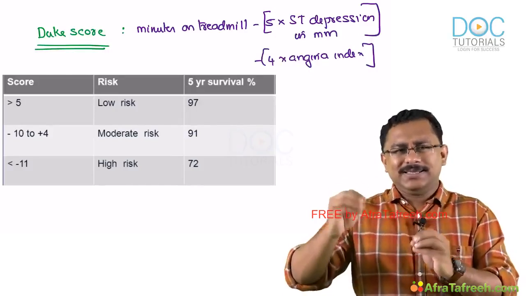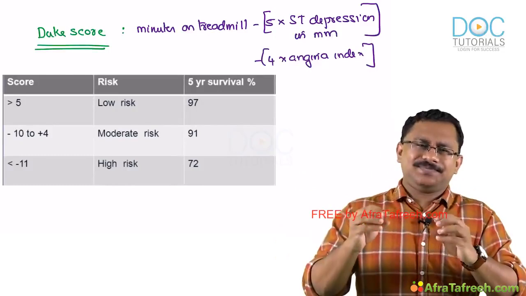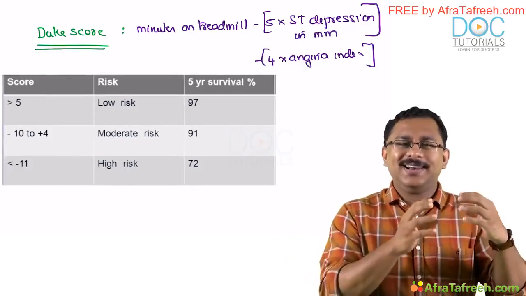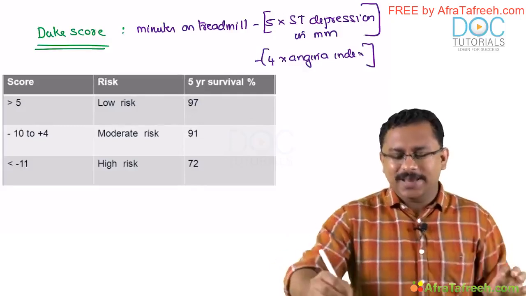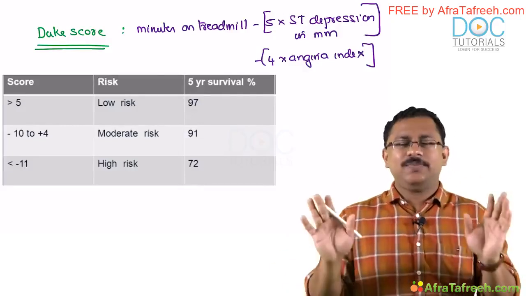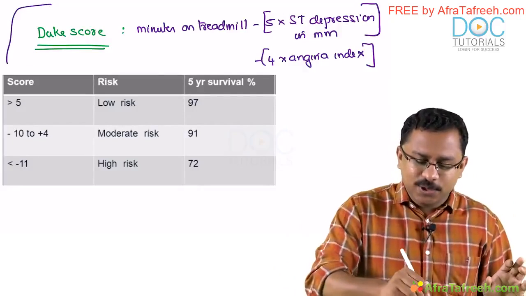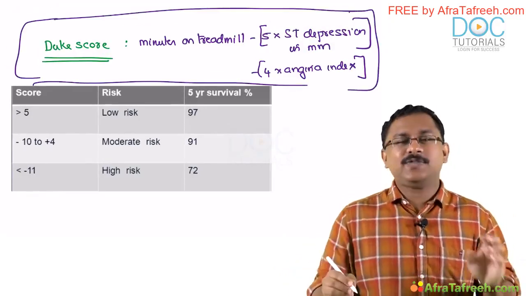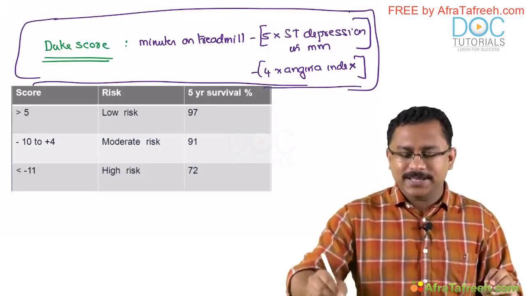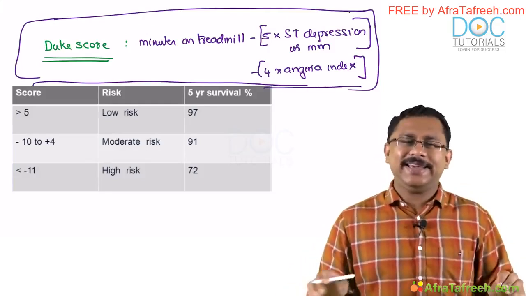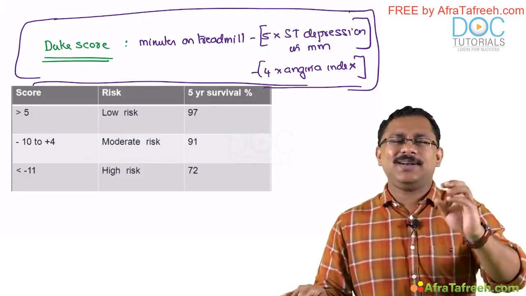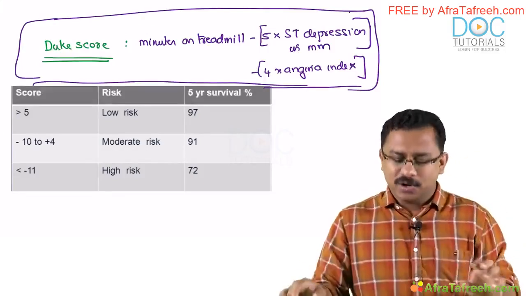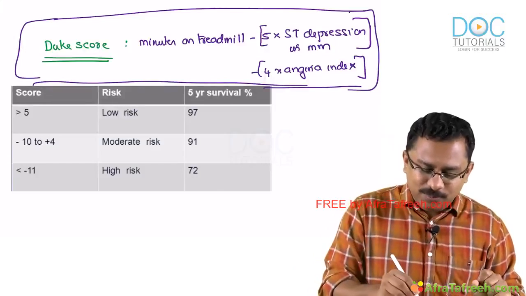It depends on whether it is an exercise-limiting angina or not. Based on that, you have the angina index also. Maybe you need not know in detail, but Duke score is the minutes on treadmill minus 5 times the ST depression in millimeters minus 4 times the angina index. Angina index, as I told you, is nothing but a score of 0, 1, 2 based on whether it is exercise limiting or not, and based on that you will come to scores.